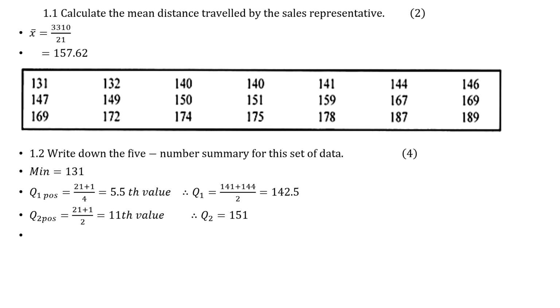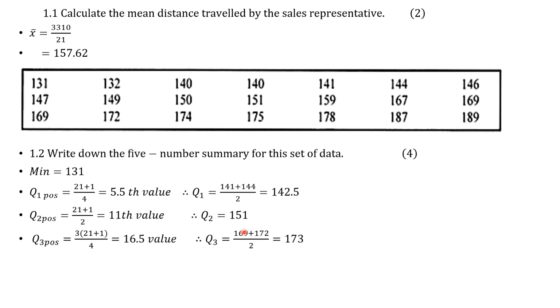Right, if we look at quartile 3, we're going to say 3 times 21 divided by 4. Right, so that gives me 3 times 22 is 66 divided by 4, 16.5. So that's 7, 14, 15, 16, 17. So this answer lies between the 16th and the 17th value. So 172 plus 174 divided by 2 should give me 173.